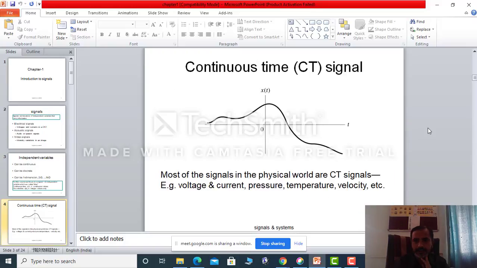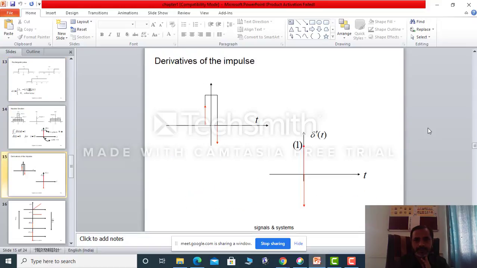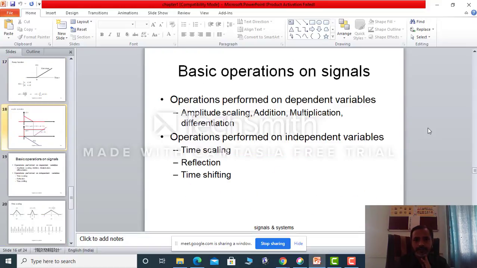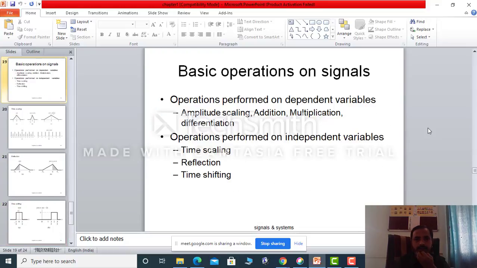In the last lecture, I covered the basic operations on amplitude axis. In that we had seen these operations: amplitude scaling, addition, multiplication, and differentiation. All these operations we had seen in my last lectures. Today we'll see the next topic, operations performed on independent variables. Write down operations performed on independent variables.